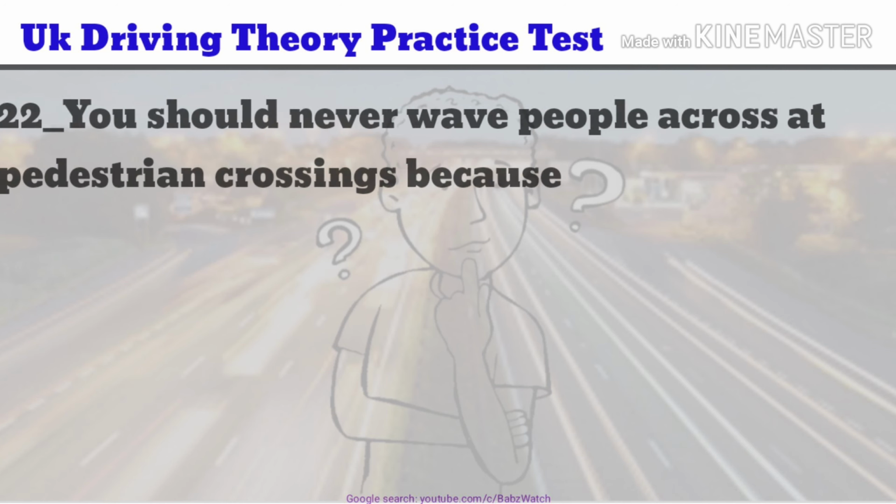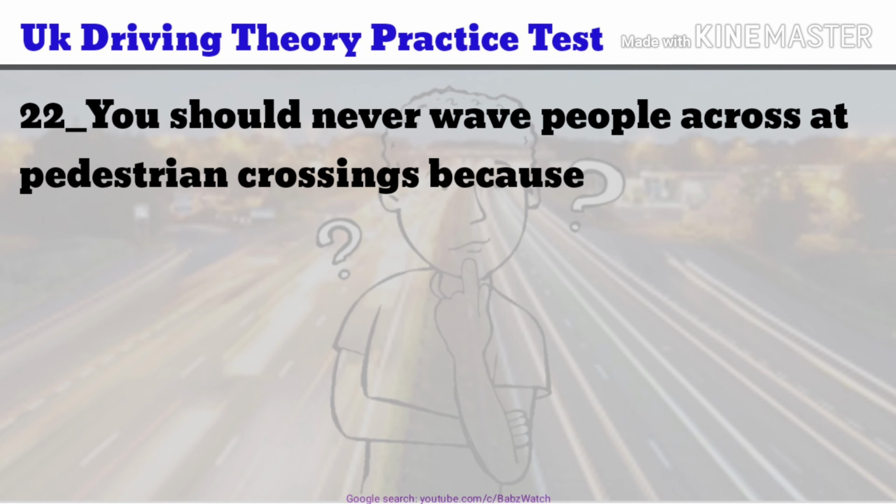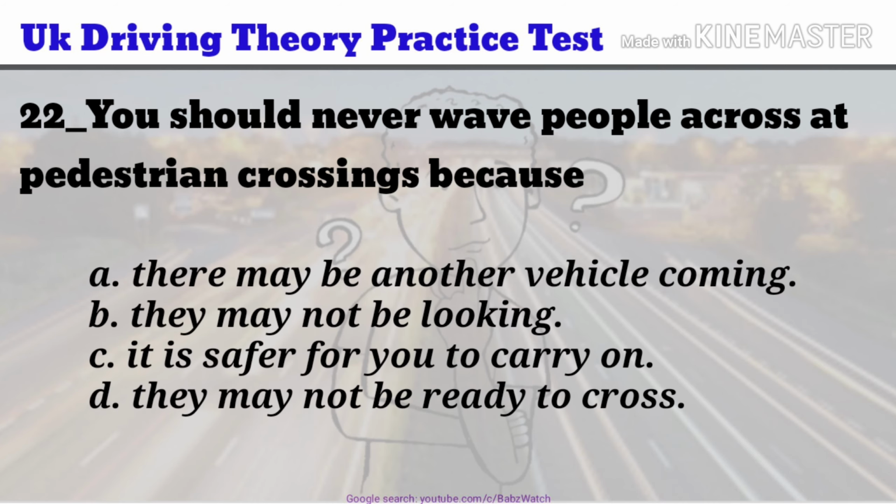UK Driving Theory Practice Test Question 22 of 50. You should never wave people across at pedestrian crossings because A. There may be another vehicle coming, B. They may not be looking, C. It is safer for you to carry on, D. They may not be ready to cross. The correct answer is A.